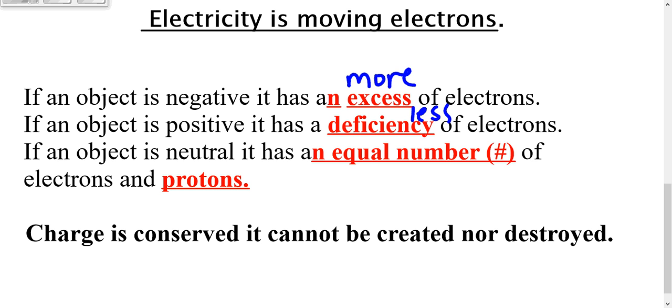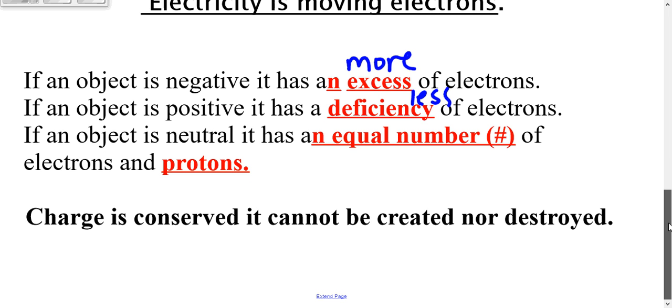So just a friendly reminder, charge is conserved. It cannot be created or destroyed. So if we have less electrons than protons, it must have given that electron away. That electron isn't destroyed. It must be given away. So that's just a quick little refresher on the basic atomic structure that you need to know for the electricity unit.